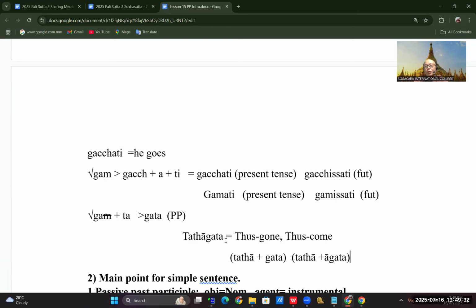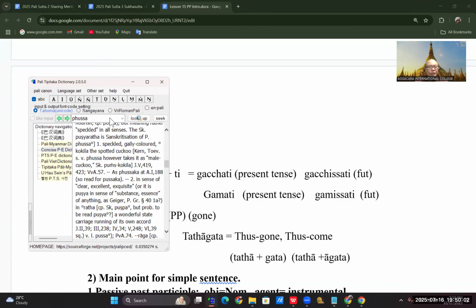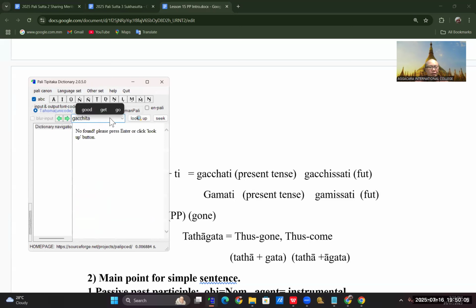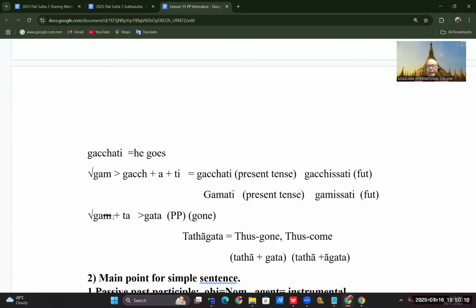So it means the Buddha gone in the way the previous Buddhas went, or the Buddha gone in the Noble Eightfold Path, or the Buddha come following the tradition of the other Buddhas. So there are many different translations. But anyway, you see the gata many times; it means PP. So we translate it as gone. Okay, PP, gone. Can you follow? Right. If we are going to do gachita, it doesn't have the root gachita here, since the root used is always gam.